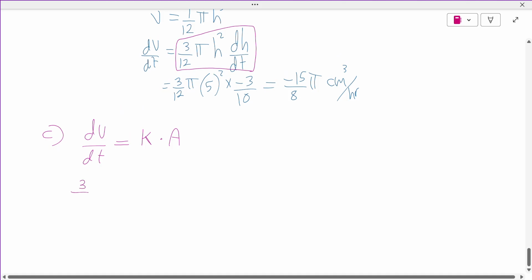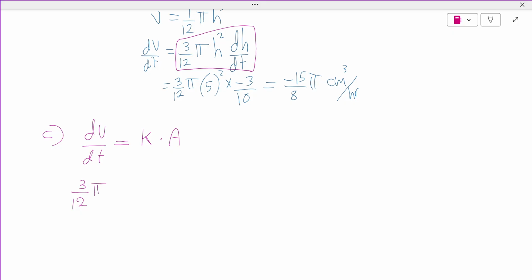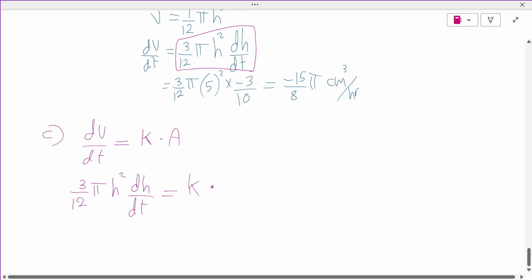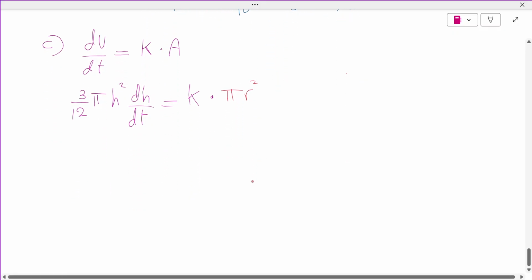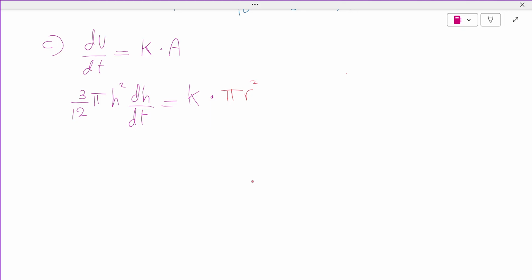3 over 12 pi h squared dh over dt equals k, where k is the constant of proportionality. We are finding it, right? Times the area of the surface of the water. It's a circle, so it's pi r squared, right? We agreed at the beginning that we don't know anything about r, so we must eliminate r. In part A, we found that r equals 1 over 2h. So take this amount and replace it here.